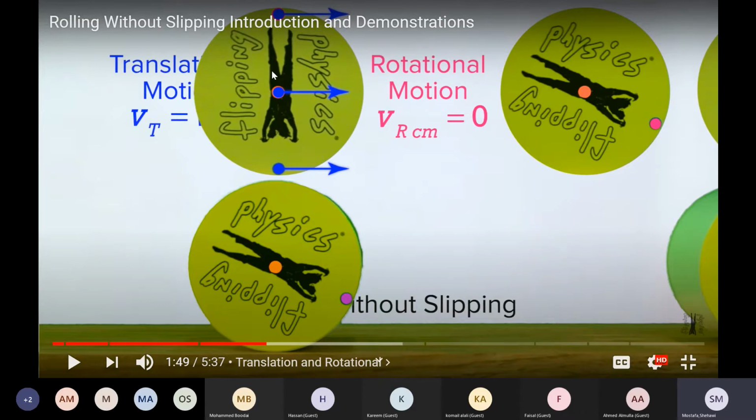Again, in translational motion, all points move with the same tangential velocity, which is equal to v. And here, the center of mass, or the center of rotation, has a velocity of 0. The point on the edge will have a velocity v equals omega r. The linear velocity will vary as we move away from the center of rotation. It starts from 0 until it reaches v equals omega r at the edge.